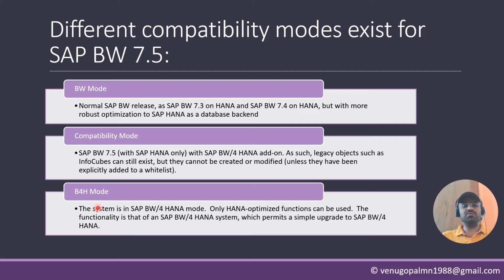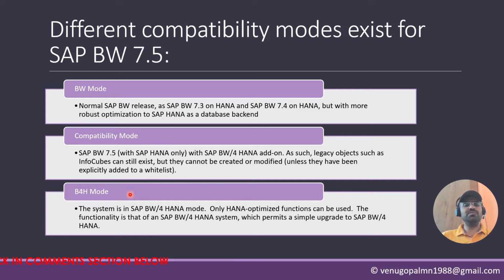What does it mean? So when you set your mode to BW for HANA or B4H mode, you cannot have any conventional BW objects such as standard DSO, standard cube, multi-provider and all. This particular mode you will be set when you have all your conventional objects cleansed up in your system. You have migrated old conventional objects to BW on HANA objects such as ADSOs and composite provider, and once you have got rid of your conventional objects like DSO, cube, and your multi-provider info sets and all, you are ready for BW for HANA migration. It is a very simple migration in that case.